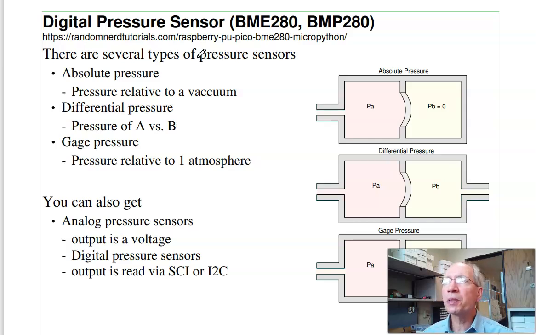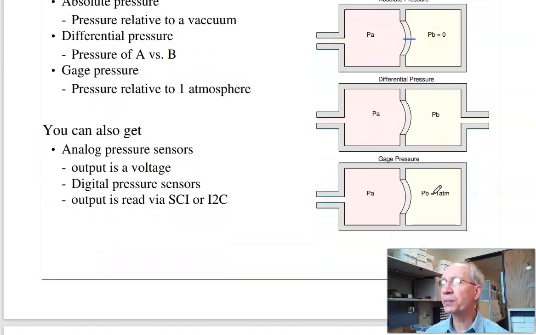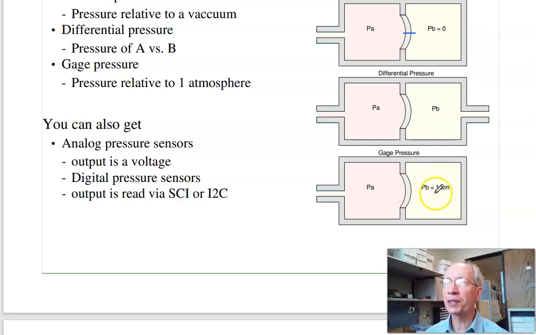With pressure, there's a couple of different types of pressure sensors. There's absolute pressure, differential pressure, and gauge pressure. Absolute pressure is pressure relative to a vacuum. So if I have a vacuum right here, I want to measure the pressure in A. As the pressure goes up, this diaphragm flexes. If I measure that flexing, I've got the absolute pressure relative to 0. There's differential pressure. I can have the pressure in A, pressure in B, and take the difference of the two. That'd be like for a pitot tube. There's also gauge pressure. This is the pressure relative to 1 atmosphere.